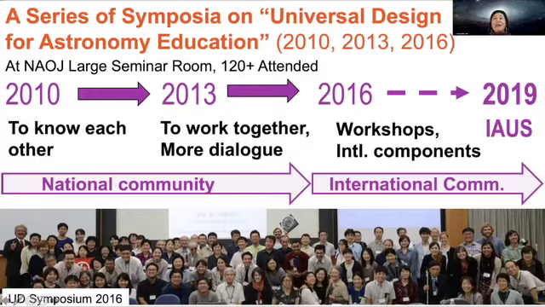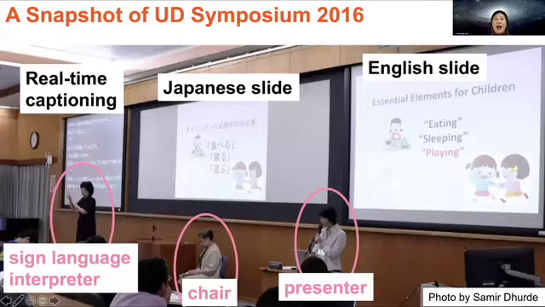In this sense, for me, the IAU Symposium in 2019 is a natural extension from the Universal Design Symposia. At the Universal Design Symposia, we try to include diverse participants. This is a snapshot of an oral presentation in 2016.